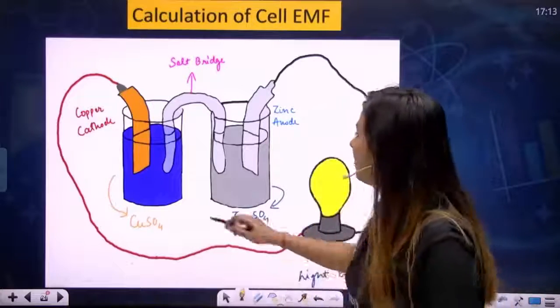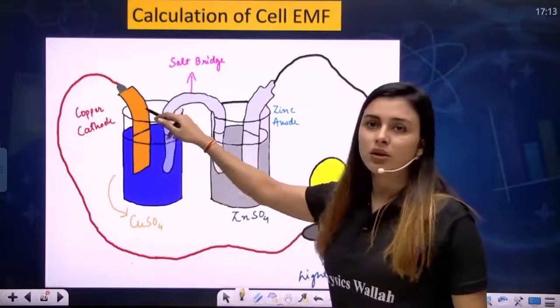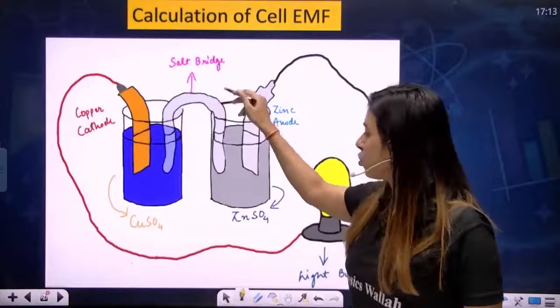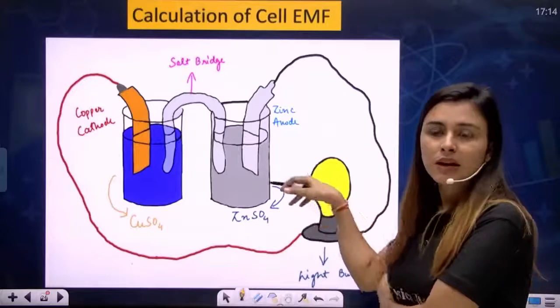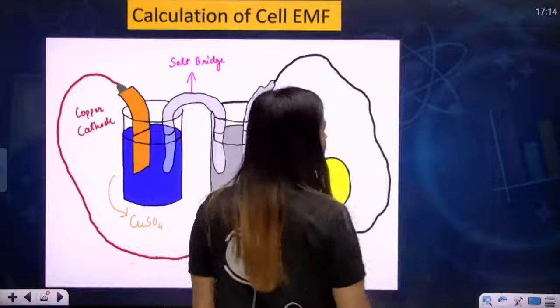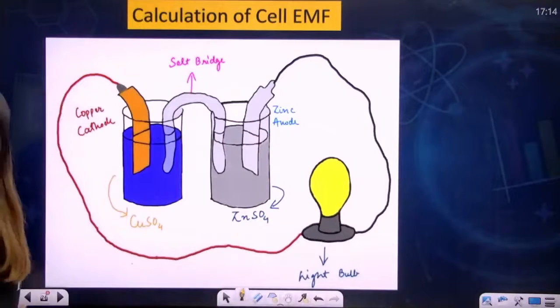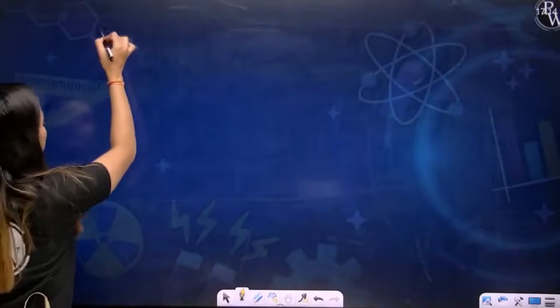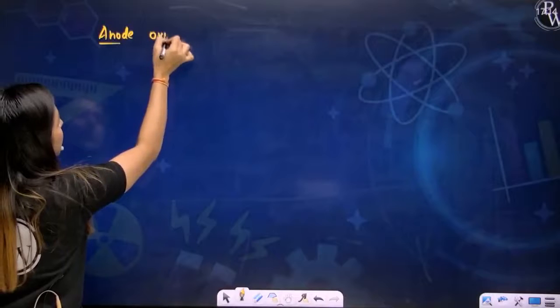You have your zinc sulfate solution here, you have a zinc electrode, you have a copper sulfate solution here, you have a copper electrode here, you have a salt bridge, you have aqueous solutions there, right? Current is flowing, that is the reason the bulb has blown, right? So what I want to tell you here, my dear students, is that for this cell, at anode, oxidation was taking place.